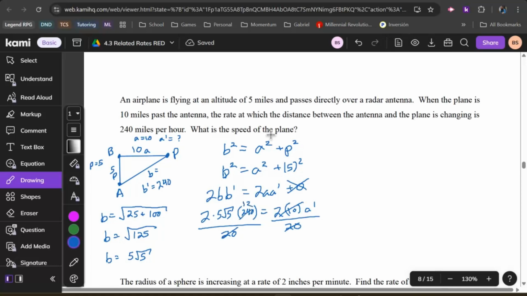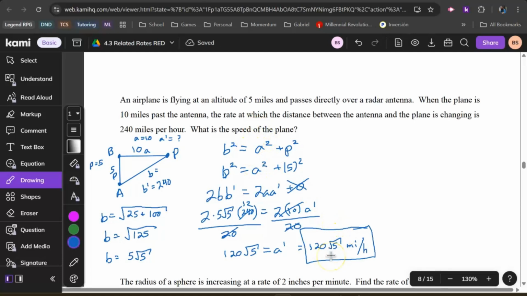So then if we multiply all that together on this side, we're going to get 2 times 5 is 10 times 12. It's going to be 120 square root 5 is equal to A prime. But let's go ahead and let's write that better. So let's write this with our units, and that's going to be miles per hour. And so that is going to be our A prime, how fast the speed of the plane is going.